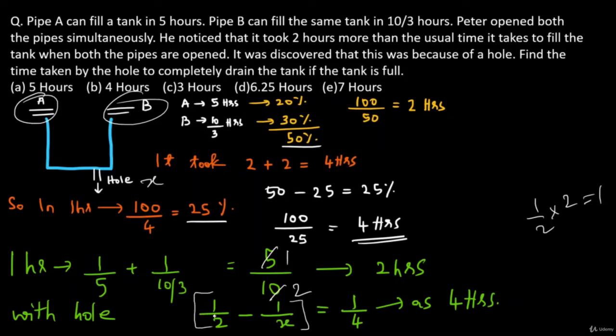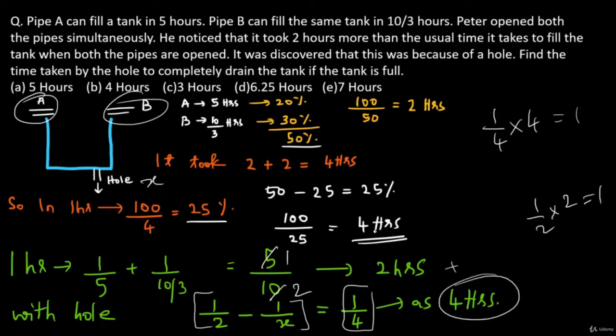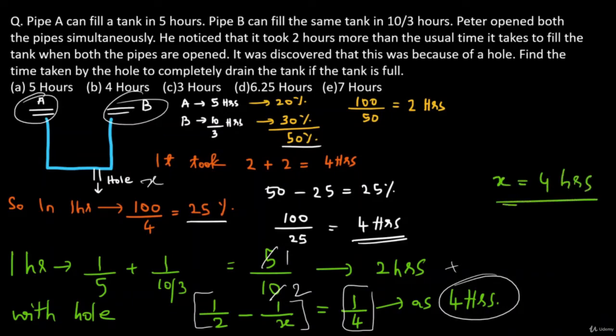This is the net effect in 1 hour, and that is equal to 1/4, because 1/4 into 4 is equal to 1. And we have found that it's taking 2 plus 2, that's 4 hours for the 3 pipes together to fill the tank. So 1/2 minus 1/x is equal to 1/4, and on solving we can get x is equal to 4, which is the same answer that we got when we approached this question using percentages. Therefore this hole would take 4 hours to completely drain the completely filled tank.